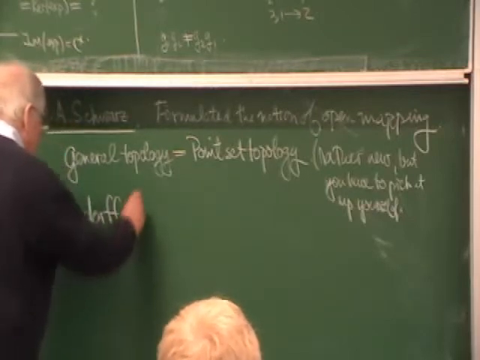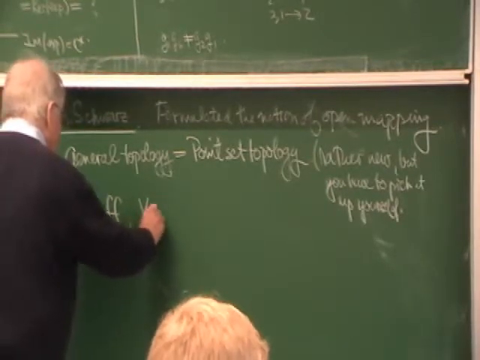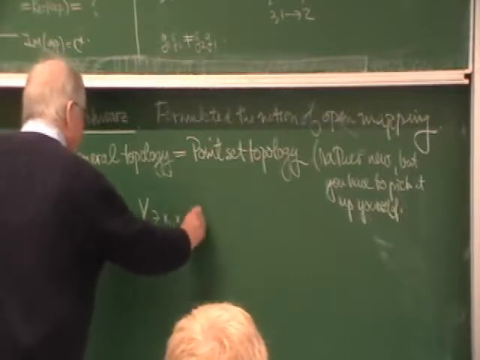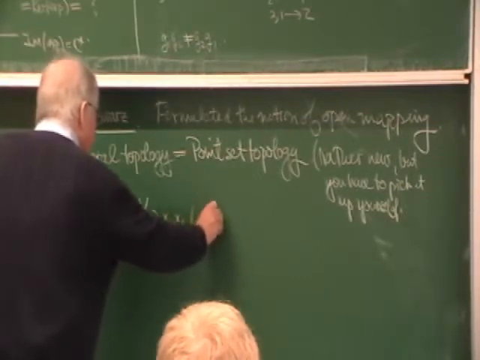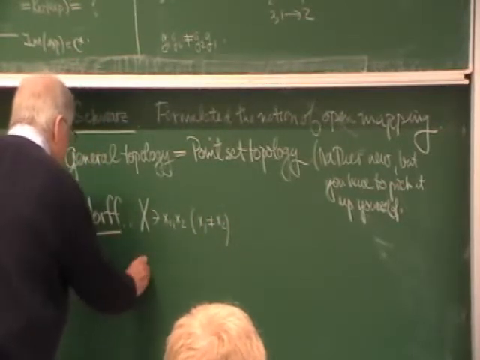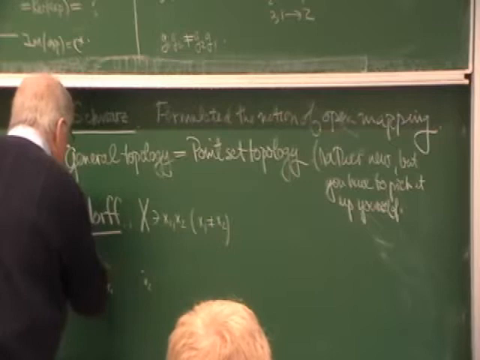Hausdorff means you have a topological space X, you have 2 points. I think this is what it means. I always have to ask myself: you have 2 points, one not equal to the other. And you put a little point here, here's X1, here's X2. And then the statement is, I think this is Hausdorff.